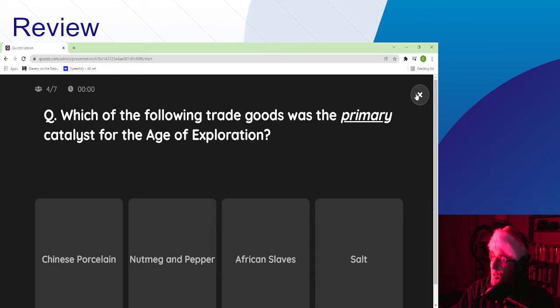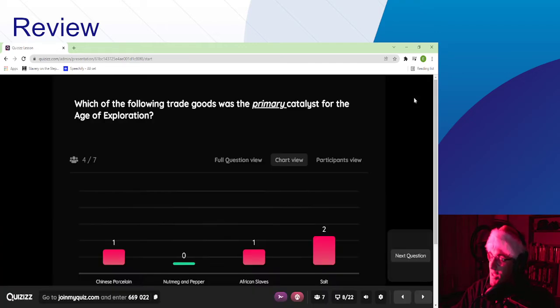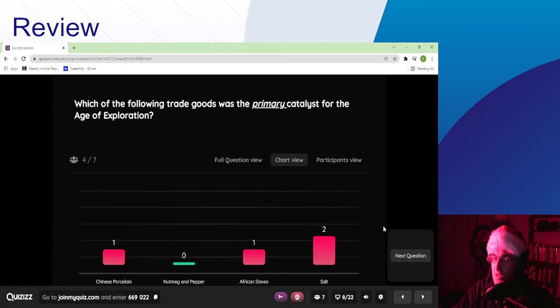Yeah, nutmeg and pepper. Nutmeg and pepper, that thing you find in your spice cabinet. Those are the main things that sort of kicked off the Age of Exploration, right? It was the desire, in particular, for pepper, but nutmeg also on the side. Salt is important, but salt was never in short supply or immensely profitable. But pepper, that was immensely profitable.